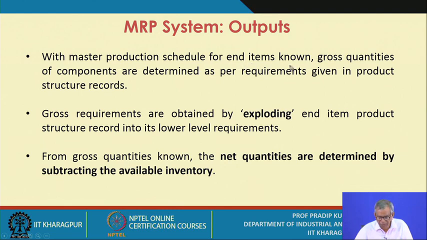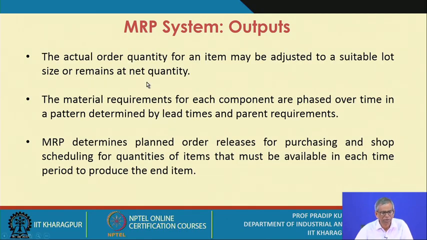With master production schedule for end items known, gross quantities of components are determined as per the requirements given in product structure records. Gross requirements are obtained by exploding end item product structure record into its lower level requirements. This concept already I have explained, and from gross quantities known, the net quantities are determined by subtracting the available inventory. This is a clear cut arithmetic. So, just as I mentioned, some few simple arithmetic is required to calculate all these. The actual order quantity for an item may be adjusted to its distributive lot size or remains at net quantity.